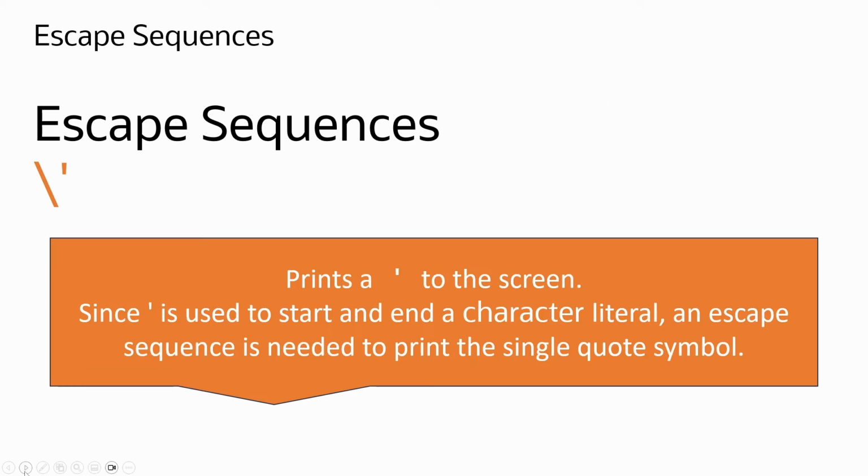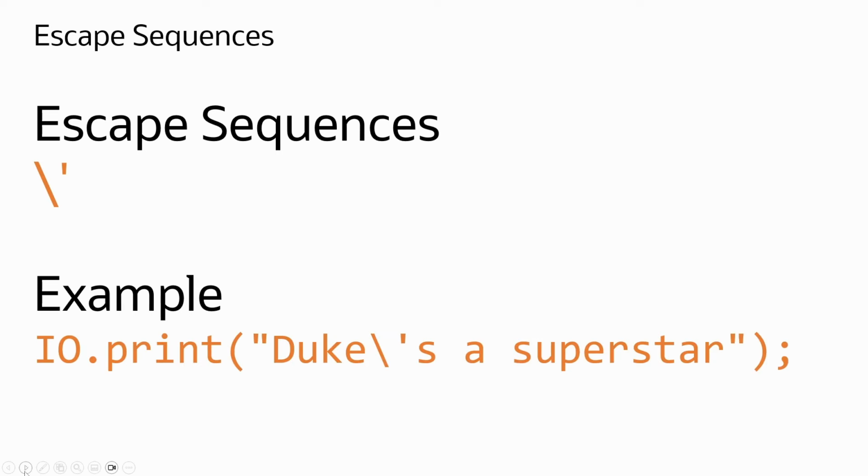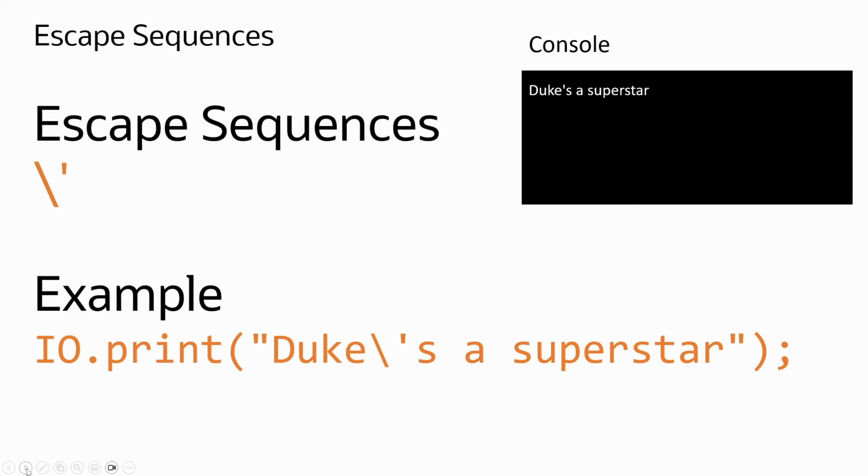\' is going to print a single quote to the screen. Since a single quote is used to start and end a character literal, an escape sequence is needed to print the single quote symbol. io.print("Duke\'s a superstar") is going to print Duke's a superstar.